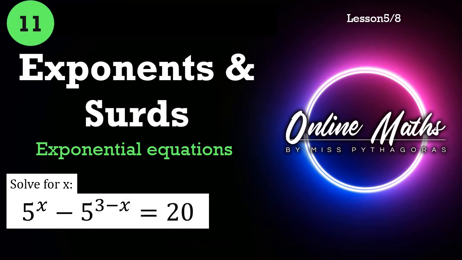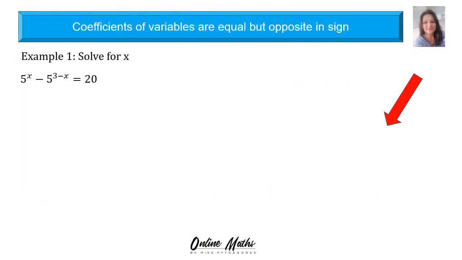Hello everybody, in this lesson I will discuss two examples on exponential equations. Now the next equation is where the coefficients of the variables are equal but opposite in sign. So if you look at this, you can see this is a positive x and this is a negative x.